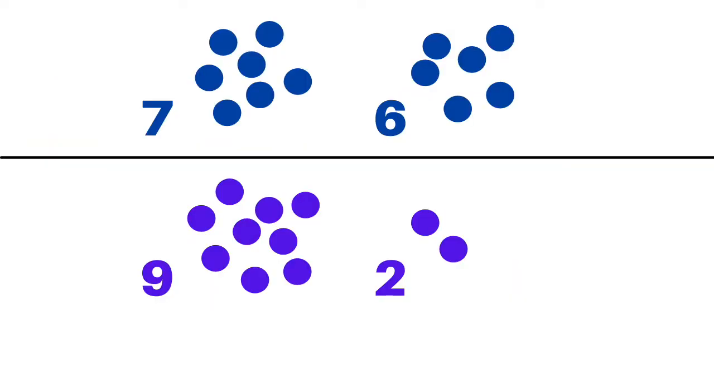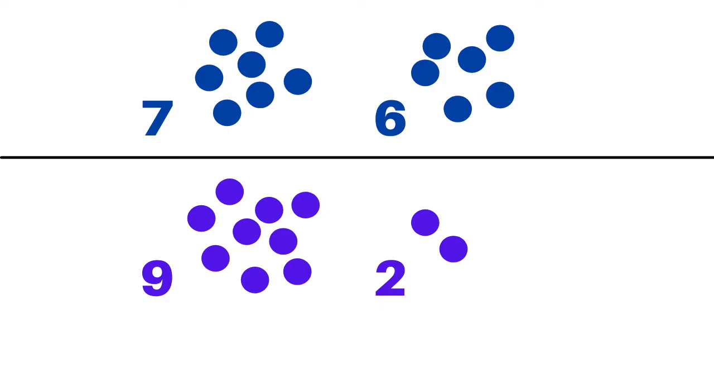Here's two pairs of numbers, 7 and 6 and 9 and 2. Which two numbers are more different from each other, 7 and 6 or 9 and 2? If you asked 100 people that question, most of them would say 9 and 2.